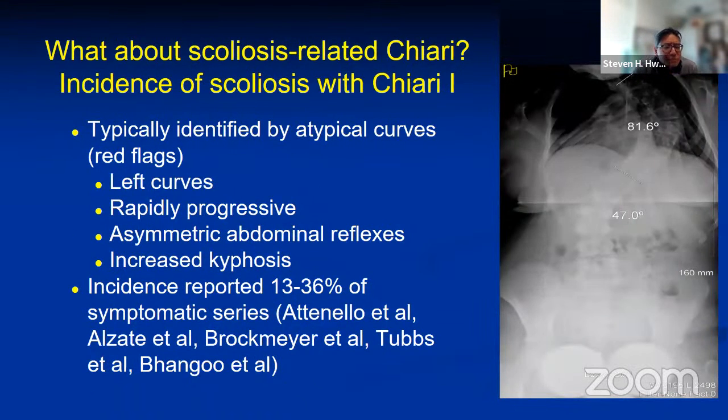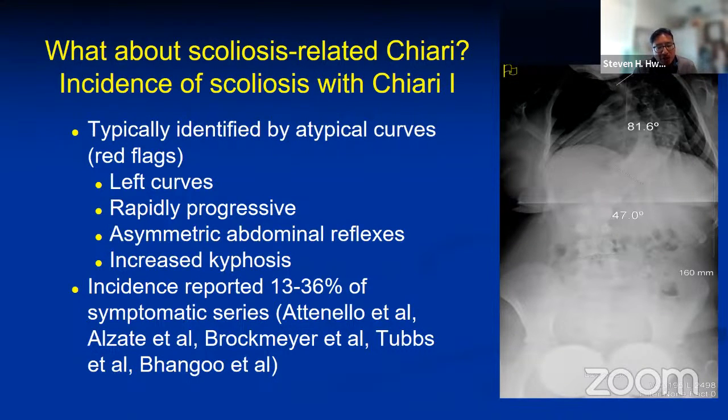And so with Chiari-related scoliosis, what do you worry about? There's an image of a 14-year-old girl with a large curve on the right. And typically, we look at things like left-sided curves, so things that are atypical for idiopathic scoliosis. So if they're left-sided, they progress very rapidly, beyond growth.